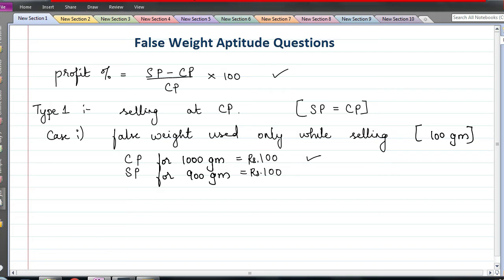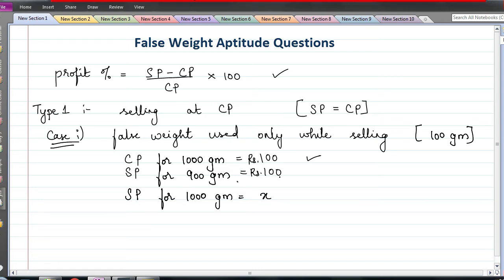Observe how to write the formula. In the first type, selling price and cost price are the same, so I have written cost price and selling price both as 100. I told you that to use this formula, selling price and cost price should be for the same quantity. Don't change the cost price. I want this to be 100, therefore we can cancel it in the formula. Now find out what the selling price for 1000 grams is. Let this be x rupees.